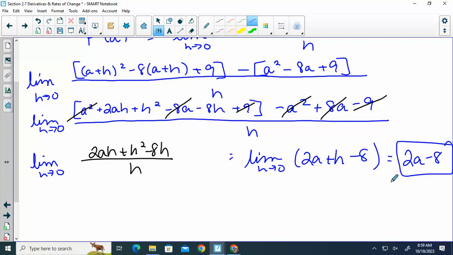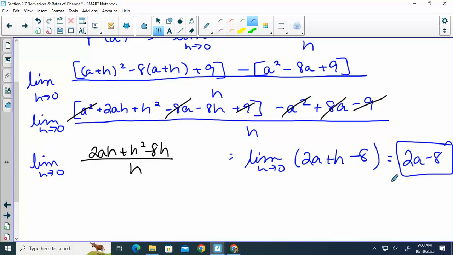All right, so this is actually really nice. It's kind of a formula for the derivative. So if I said at the point when x is equal to 1, you could plug a 1 in for your a and you get -6. So the derivative at 1 is -6, or the slope of the tangent line at 1 is -6.